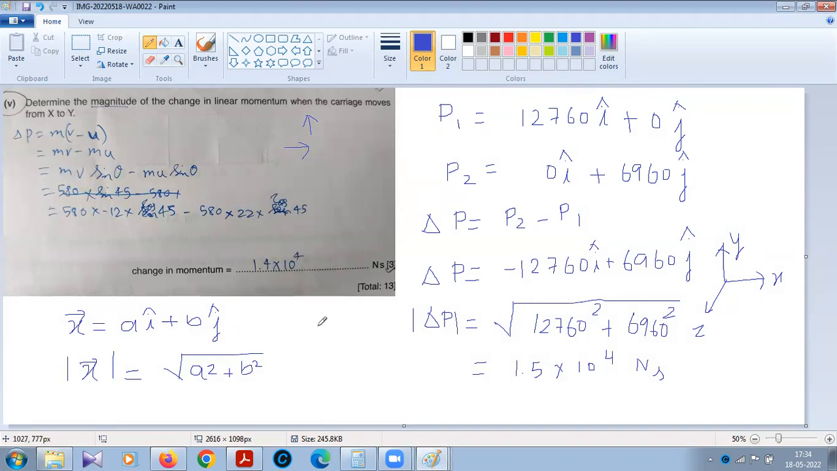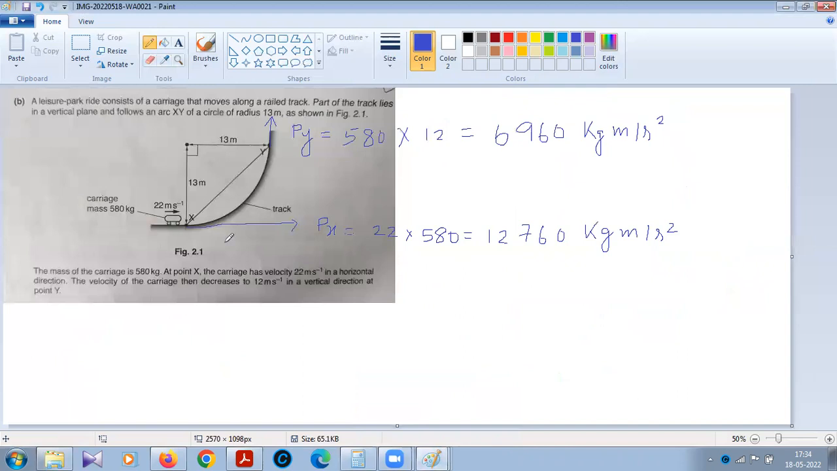Can you try making sense in something else other than the vectors? Because in the mark scheme they did this, where you square rooted the 12760 square plus 6960 square. That was there in the mark scheme. See, initially it is in the x direction, and finally it is in the y direction. So you just take under root of px square plus py square. That's Pythagoras theorem. So this you understand, px square plus py square. That is what we are doing, so you will get that answer.